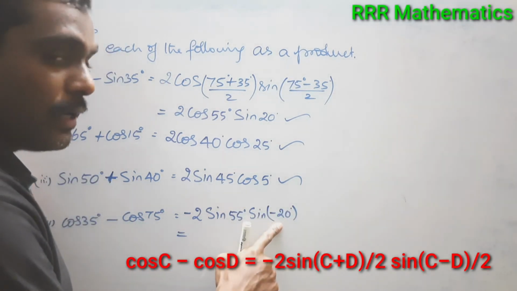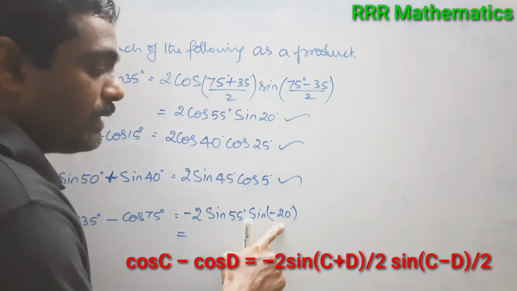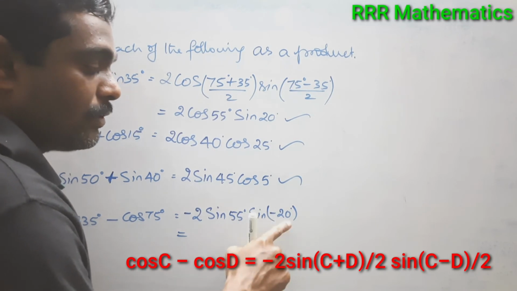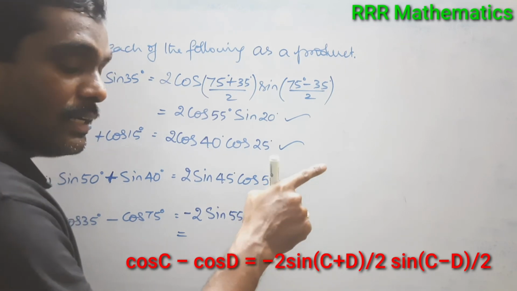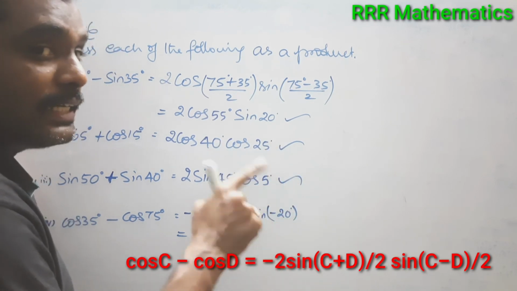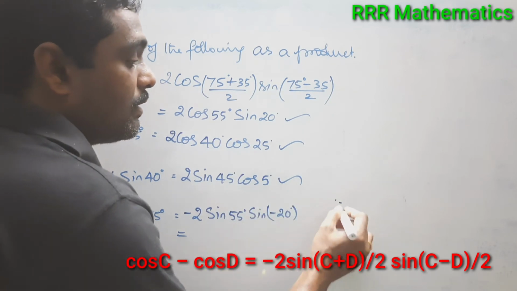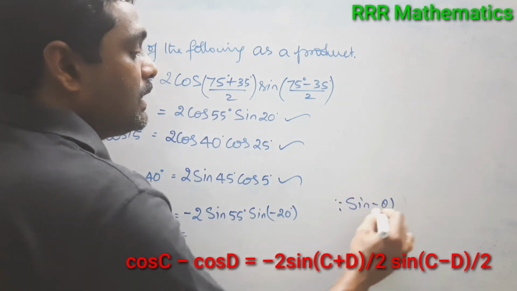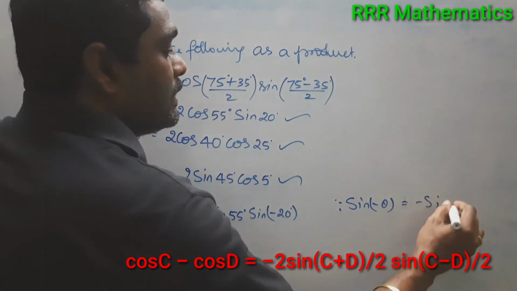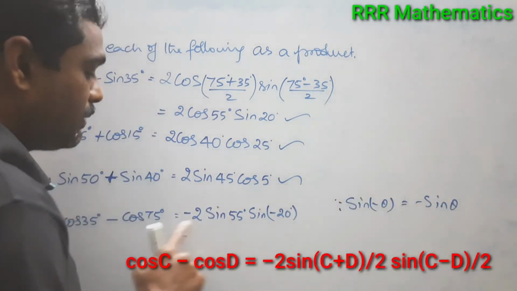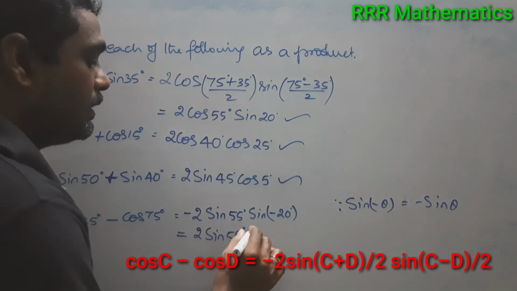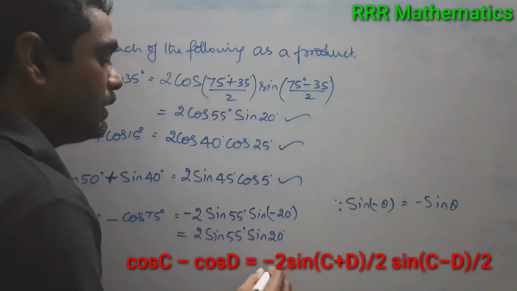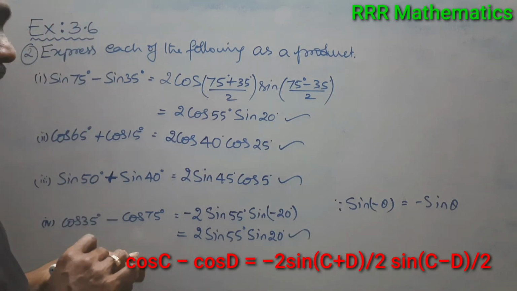Here, minus 20 degrees lies in the 4th quadrant. In the 4th quadrant, sin theta is negative. Therefore, sin of minus theta can be written as minus sin theta. So because of this, minus into minus gives plus: 2 sin 55 degrees sin 20 degrees. Got it? Very simple. This is the fourth one.